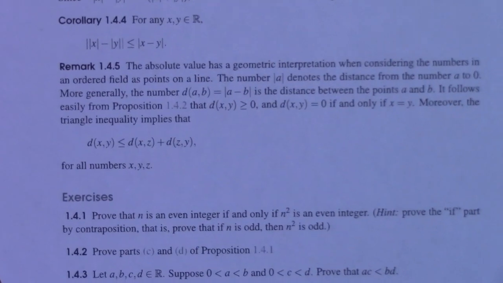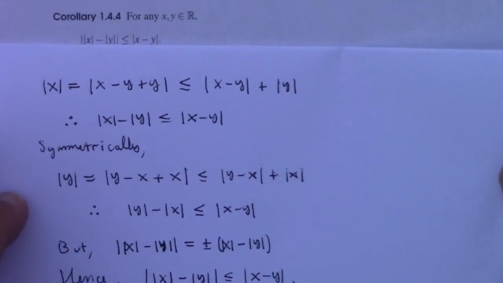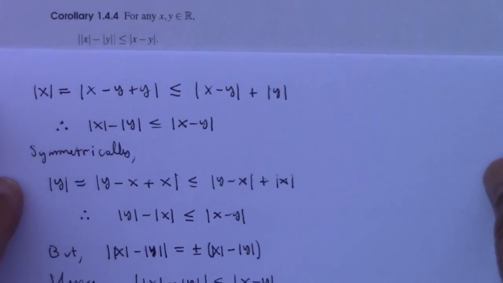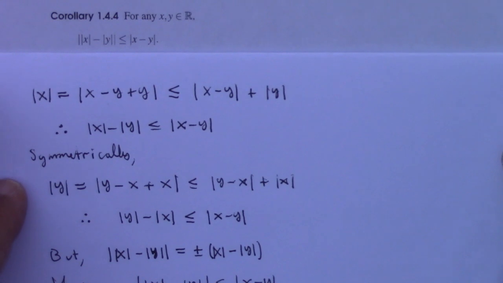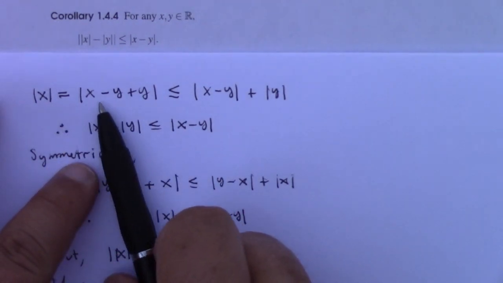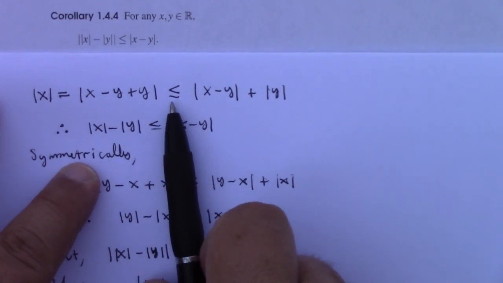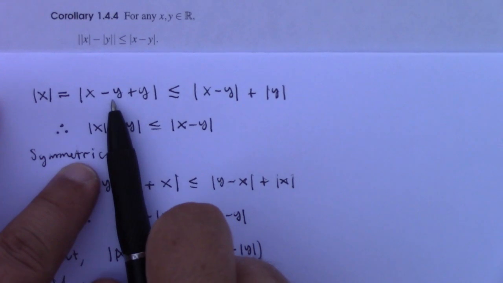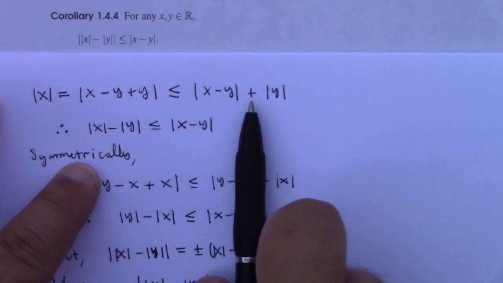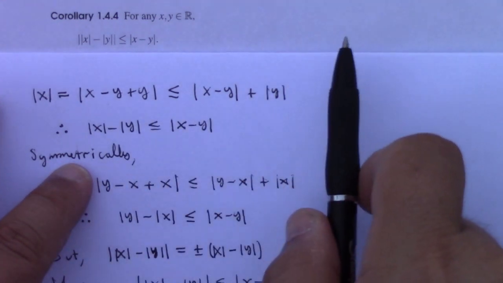So the corollary, here's a proof of it. There may be more clever proofs, but here's the proof I thought of today. If we look at the absolute value of x, it's equal to the absolute value of x minus y plus y, adding 0. Then by the triangle inequality, I have that this is less than or equal to the absolute value of x minus y plus the absolute value of y, using the triangle inequality on this and that.